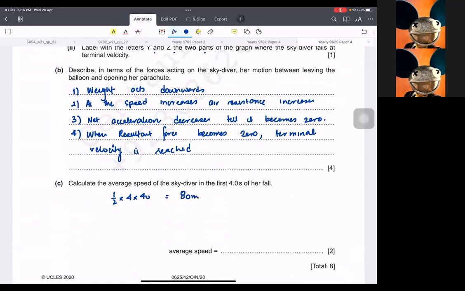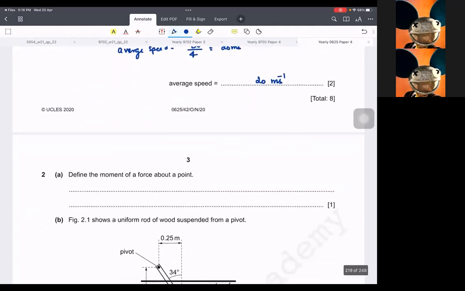And then what do you do? You do average speed equals 80 divided by 4 seconds. That has to be 20 meters per second. Please do not forget about units. Then define the moment of a force. So moment is basically force multiplied by perpendicular distance about a pivot.